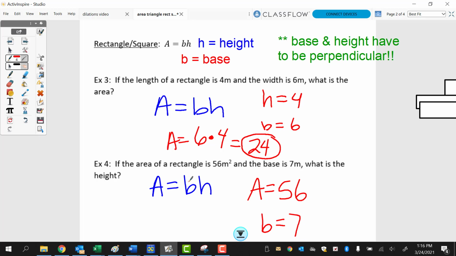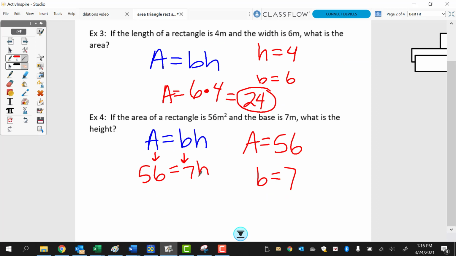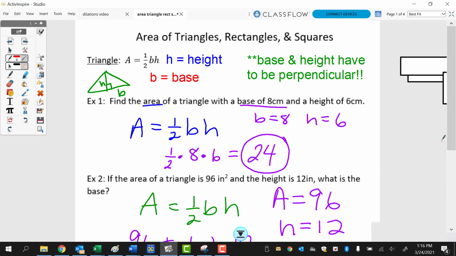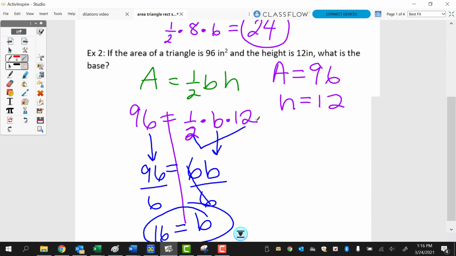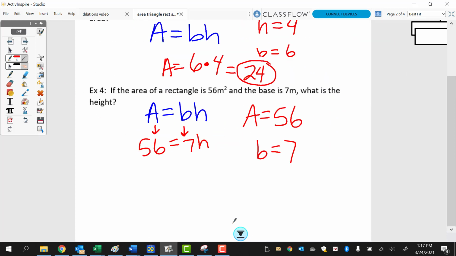I'm going to put these where they go in the equation. So the 56 is going for A. So 56. And they told me B was 7. And they want to know what's the height. So I'm going to leave that H. So to solve that, I do not have numbers to combine on the right side like I did in the triangle one. In this one, we said, oh, because I had the 1/2 and the 12 were on the same side, so I multiplied those first. But this time I only have the 7 over there, so I only need to get 7 to go away.